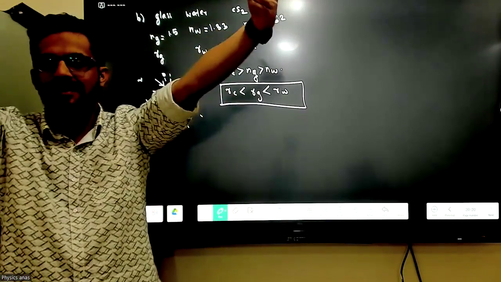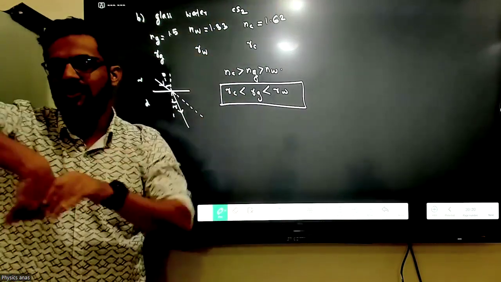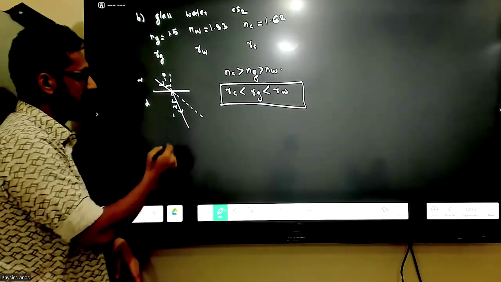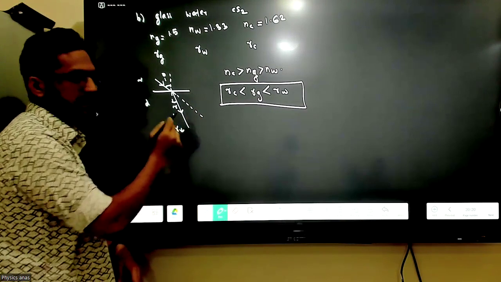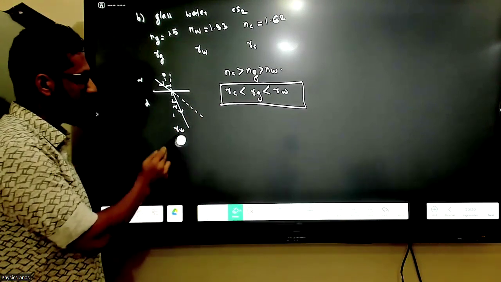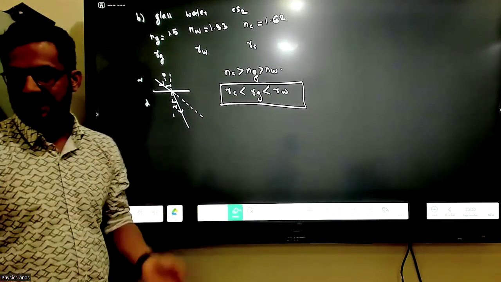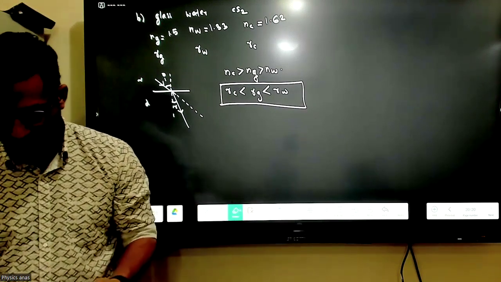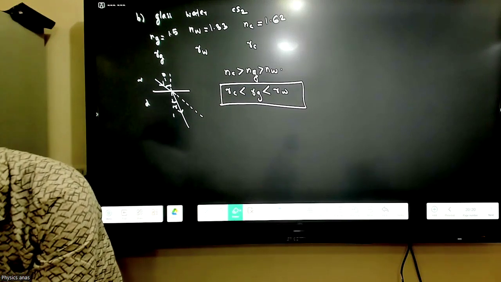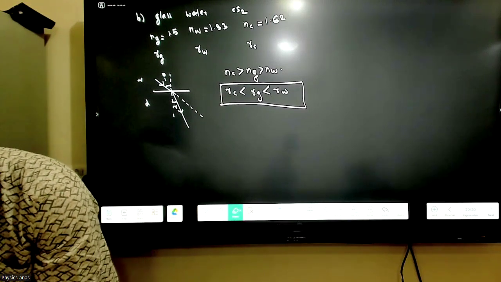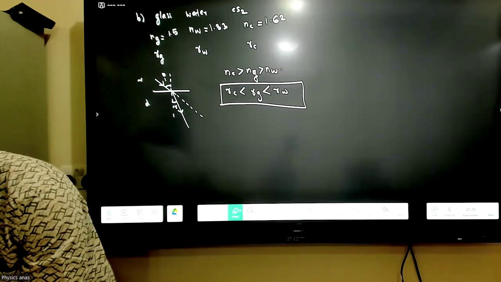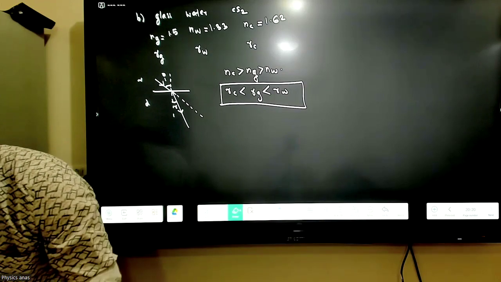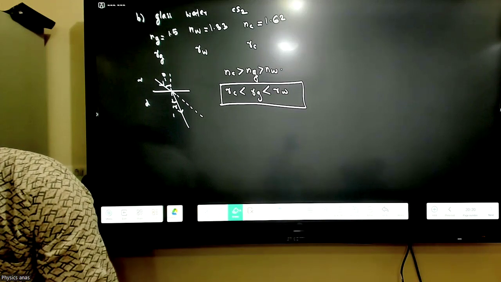Optical density higher, it is bending more towards normal. Bending more towards normal means refractive index will be decreased. As you can write it. I will give you the note for that. You can write it.